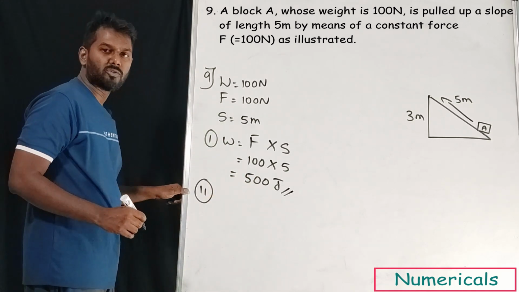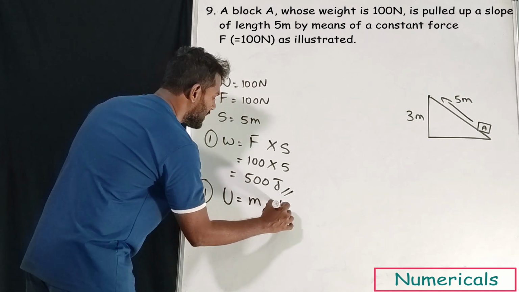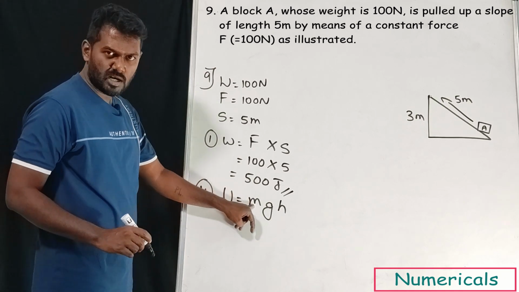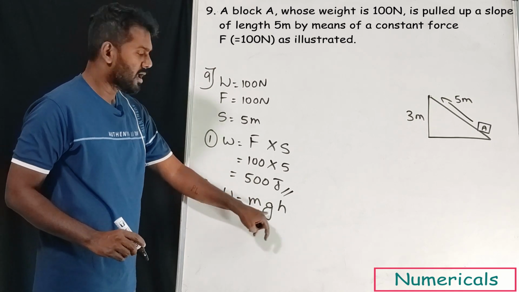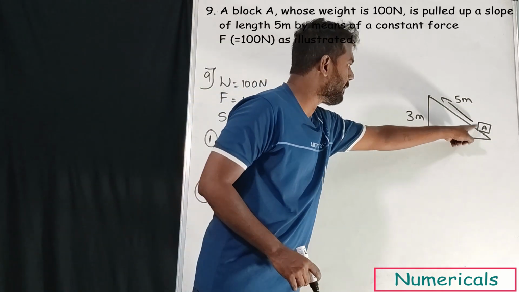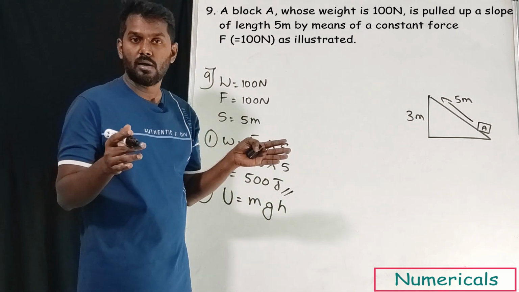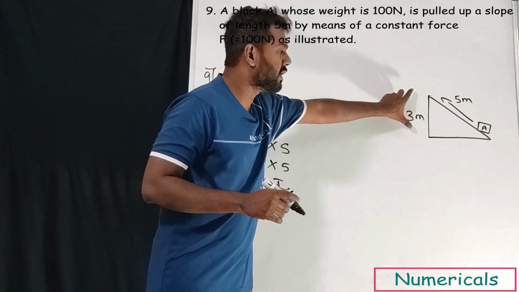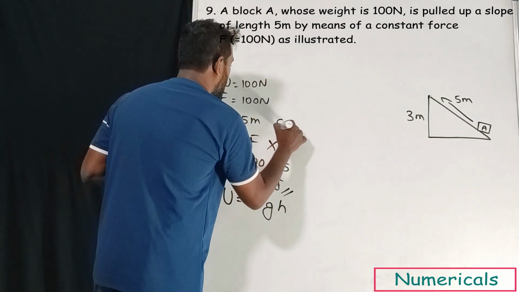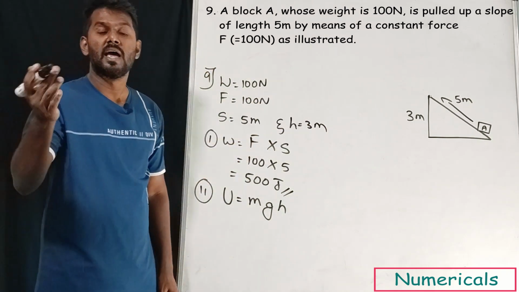Second one, we have to calculate the potential energy, correct? What is the formula for potential energy? Mass into gravity into height. So in this question, mass is not given, gravity value is not given, height is also not given. If you assume the displacement to be the height, then it is completely wrong. Okay, you have to take this height. So this is the height we want. So here h is equal to 3 meter. Height is different and displacement is different.